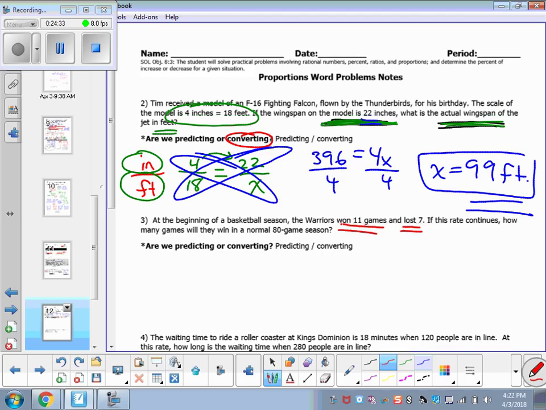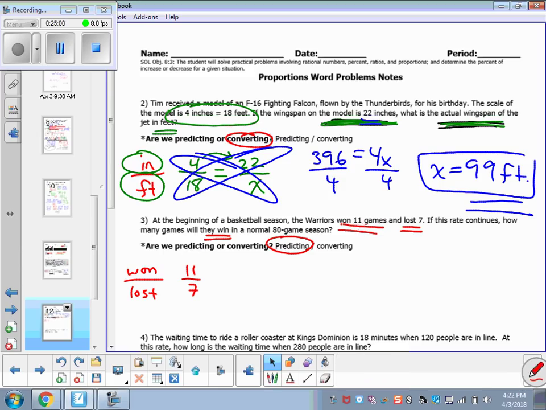All right, we are going to be predicting. We're not converting any units of measurement. We're going to predict the number of games won out of 80. So first, I want to point out what we've been given is the ratio of games won to games lost. And the ratio of games won is 11 to 7 losses. How many games has this team played total so far?